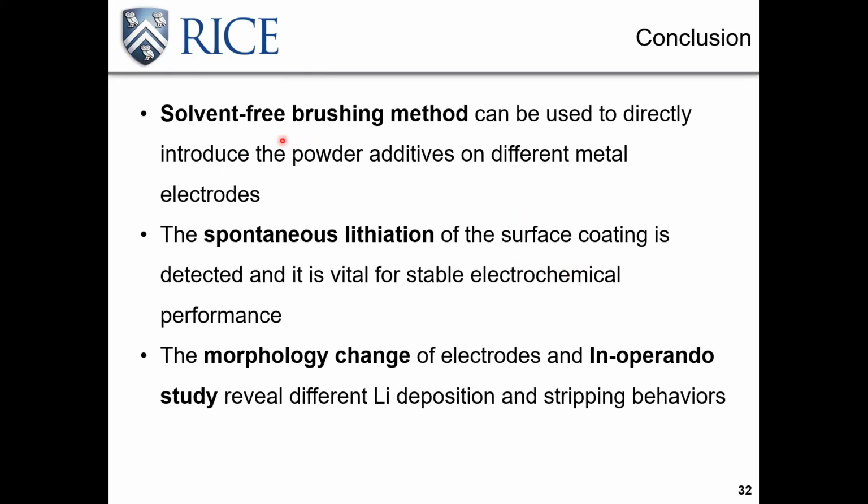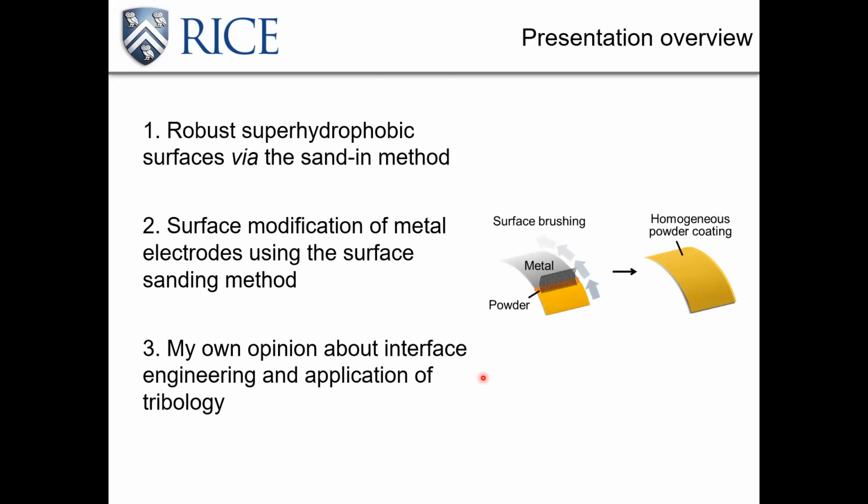we used the solvent-free brushing method to introduce a powder additive onto the metal electrode. We saw a spontaneous reaction, basically the lithiation of the surface coating, because lithium is very reactive. And this is very important for the electrochemical performance. And we characterized the morphology change of the electrode and observed the different lithium deposition and stripping behavior. At last, I want to talk about my own opinion about interfacial engineering and the application of tribology.